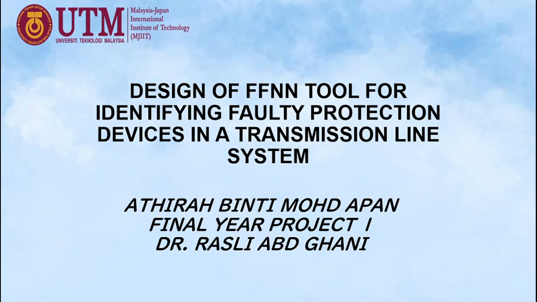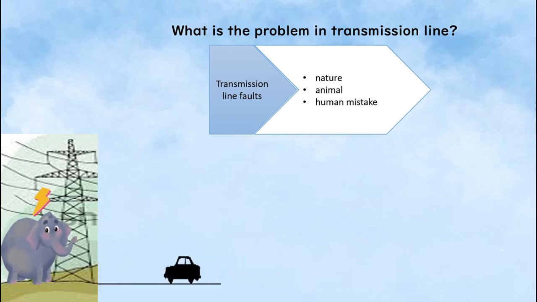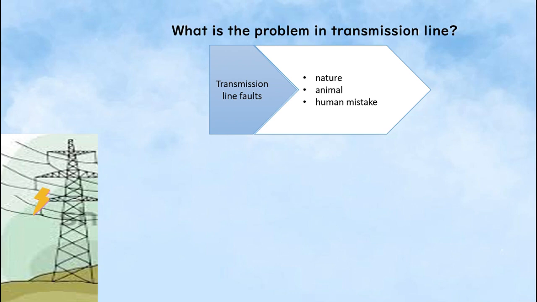Do you know that there is a protection device in a transmission line? This is because faults in a transmission line will occur for some reasons. Faults happen in a transmission line due to many reasons such as nature, animals, and human accidents. When lightning touches the transmission line, it will hit the line and a fault will happen.